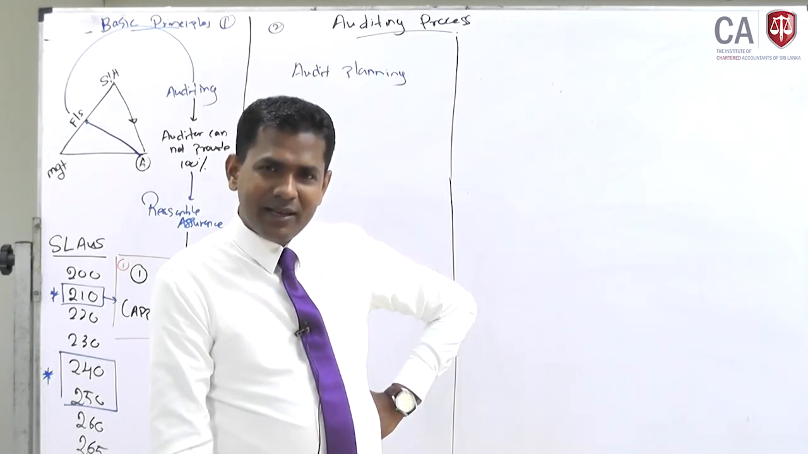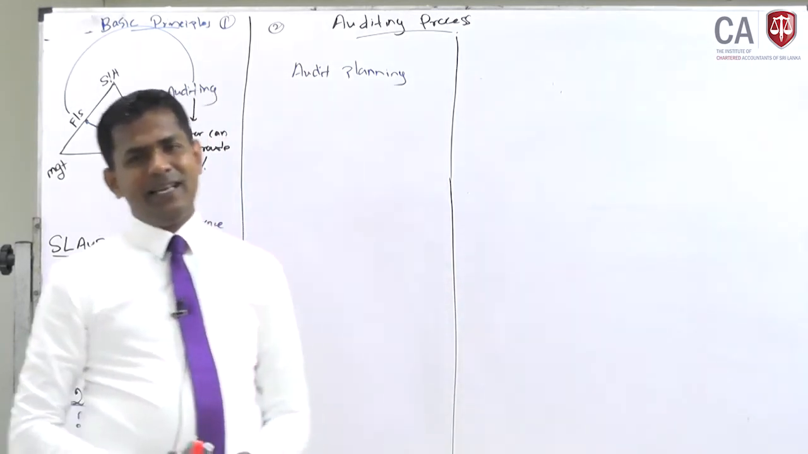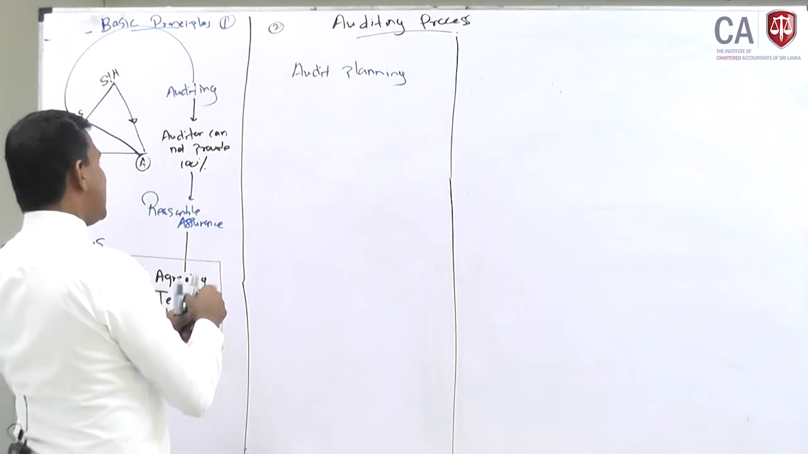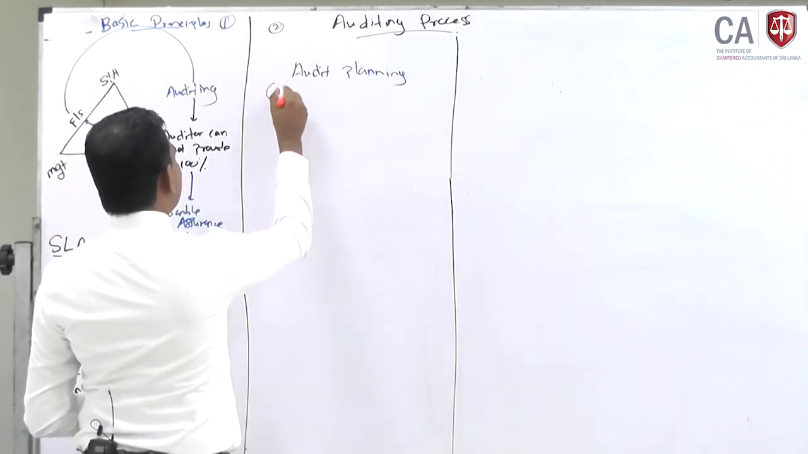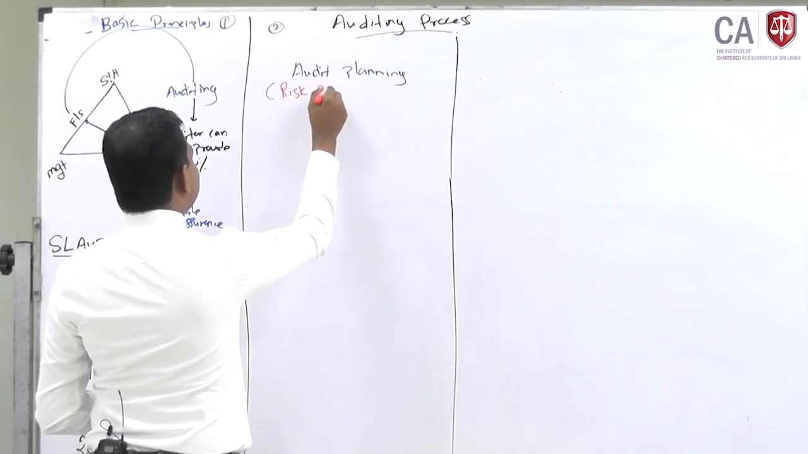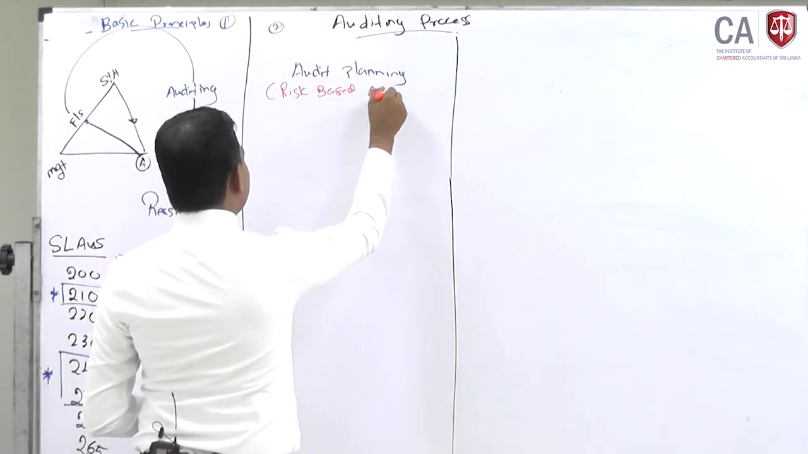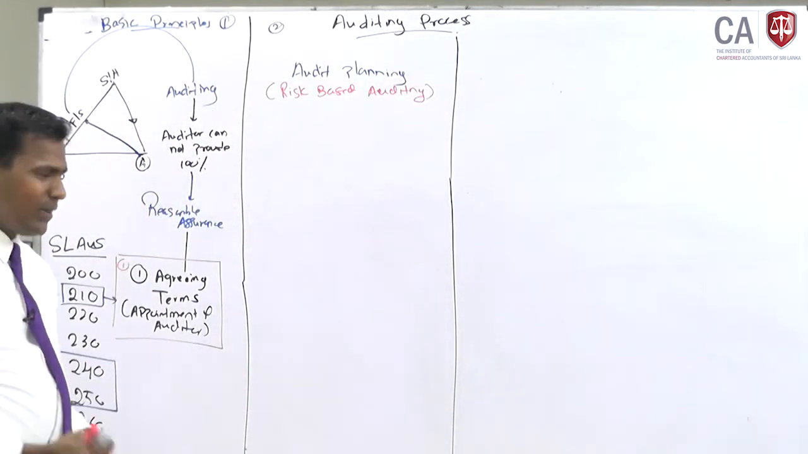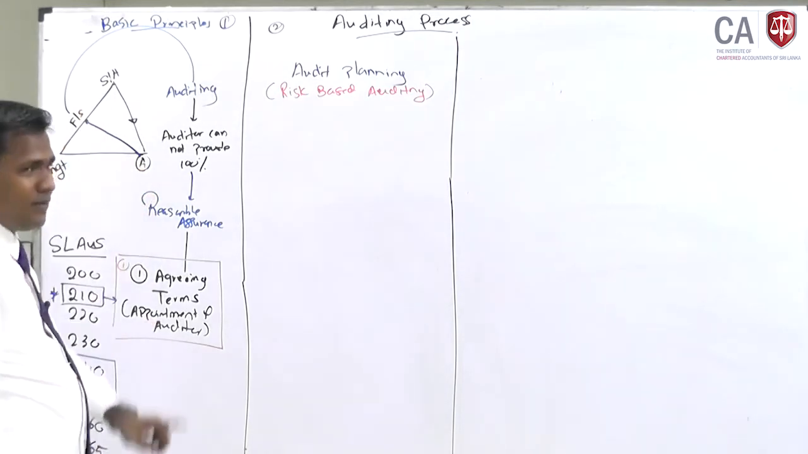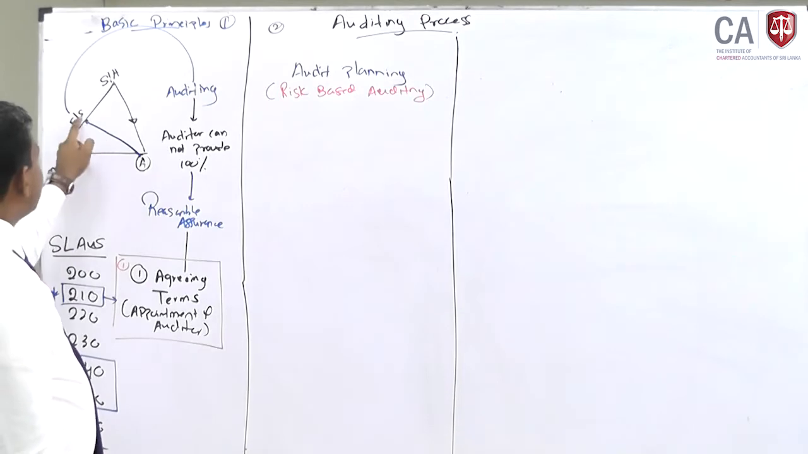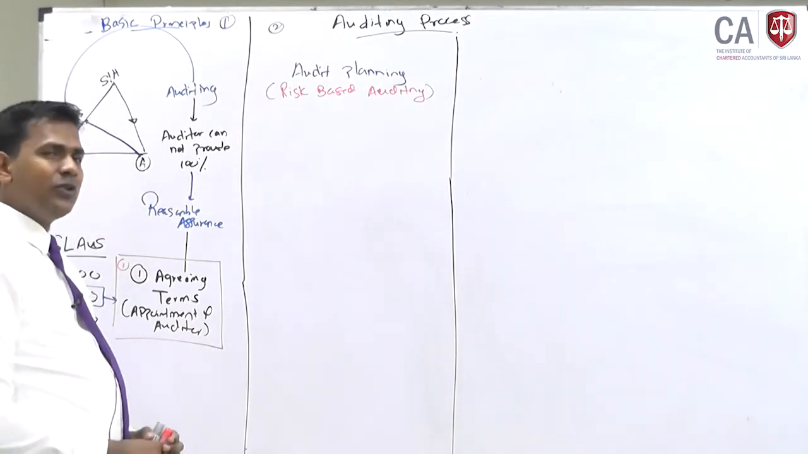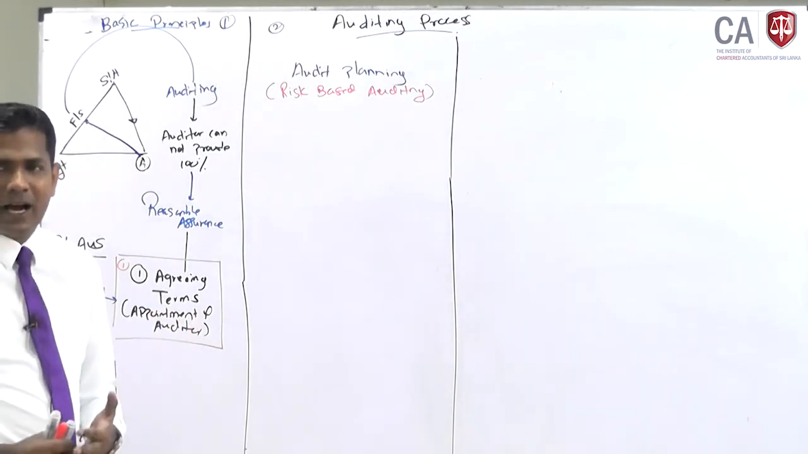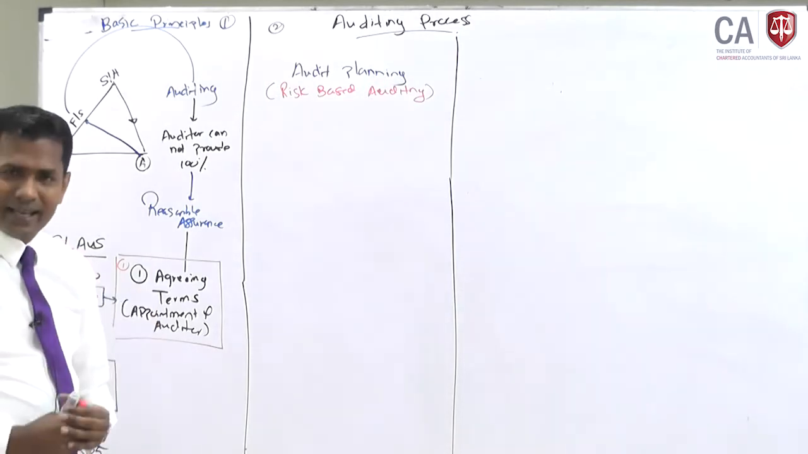Is it possible? Can you check 100%? You cannot check 100%. Right? Since you cannot check 100%, in auditing we call this risk-based auditing. Risk-based auditing. Those things we will discuss later in detail. What is meant by risk-based auditing? Since you cannot check 100% of the financial statements, what are you going to do? You are going to check the most significant area, or we'll say the most risky area.